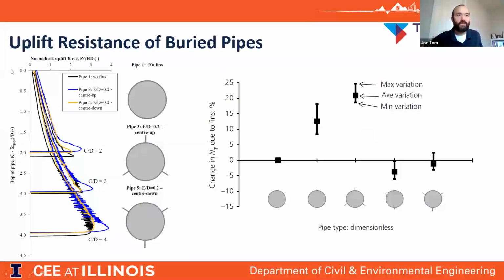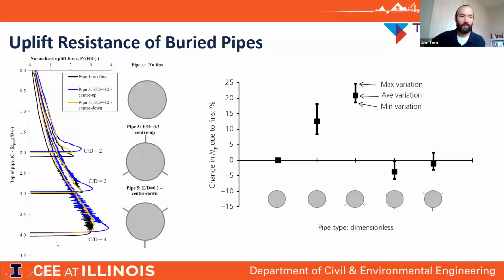So some of the results are there on the left for three of the pipe types, where on the x-axis you've got the uplift force, so how much force is acting on the pipe, versus different levels of displacement. The black line there is the plain pipe. The blue line is the pipe with the center strake pointing up, and you have the two lateral fins at the bottom. And the yellow line is where the lateral fins are at the top, so we just flipped it 180 degrees there.